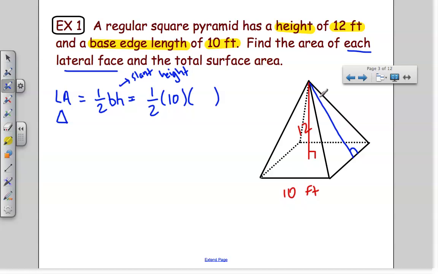And I have to do some work to find that here. So I'm going to call this L for slant height. What I'm going to do is form a right triangle. You're going to have to do this a few times today. Form a right triangle from the actual height. This would be actually half the base.